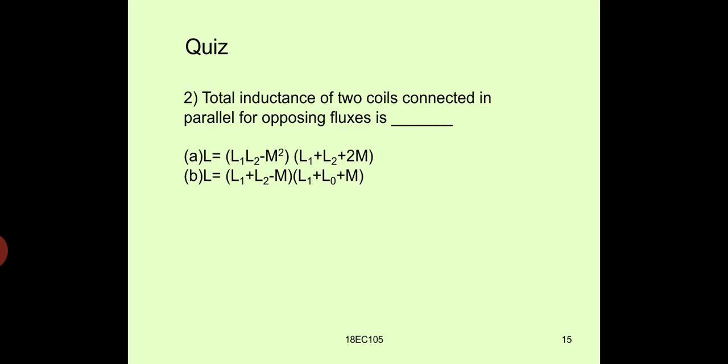So just treat it as L equal to L1 into L2 minus M square divided by L1 plus L2 plus M. And likewise, choice C will be equal to L1 into L2 plus M divided by L1 plus L2 into M. Then choice D is none of the above. What is the right answer? It is the choice A. So it is A, L equal to L1 into L2 minus M square divided by L1 plus L2 plus 2M.